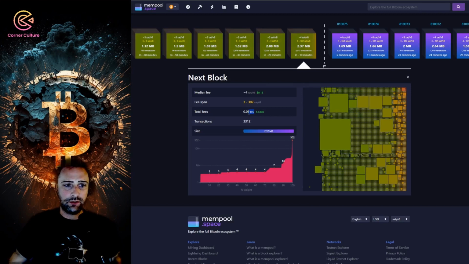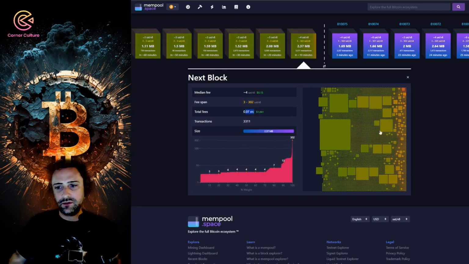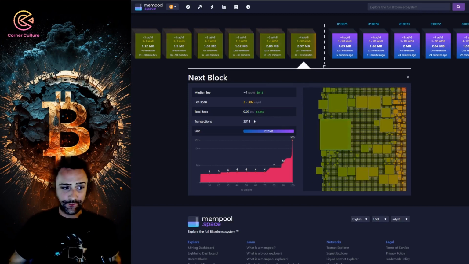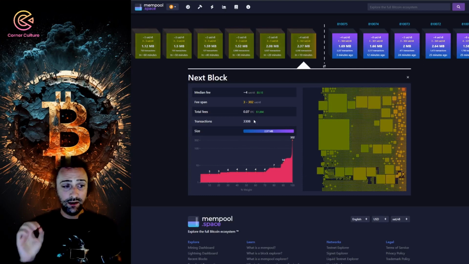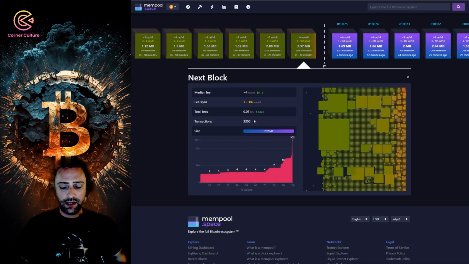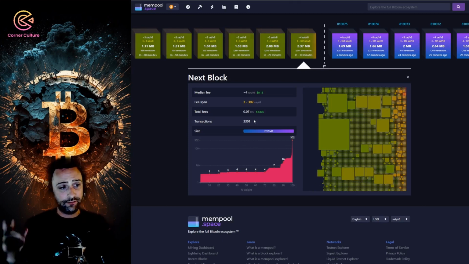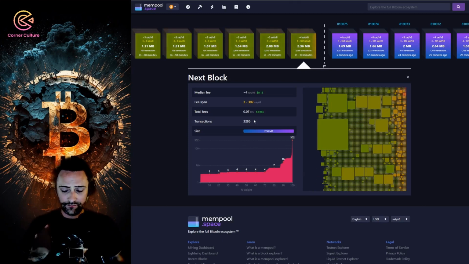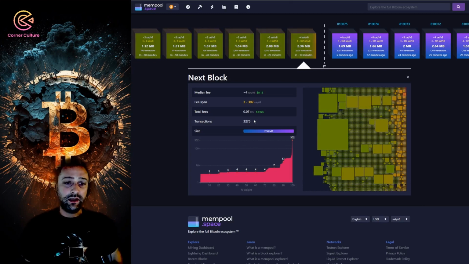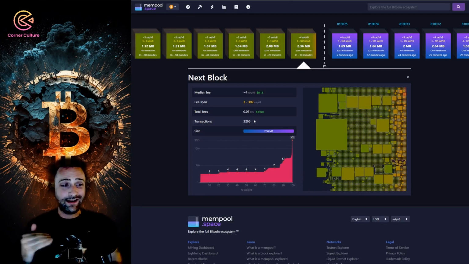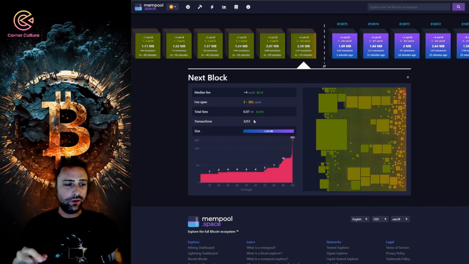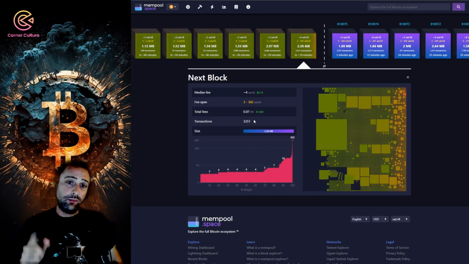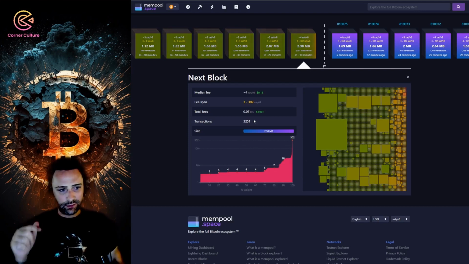Now, this is the interesting part right here, total fees. Right now, the block subsidy, that is the reward that a miner earns just for solving the block, is 6.25 Bitcoin per block. In April of next year, there's going to be the halvening. This will be the 4th halvening of Bitcoin, in which that block reward will get cut in half. So instead of 6.25 Bitcoin per block, it'll be 3.125 Bitcoins per block.